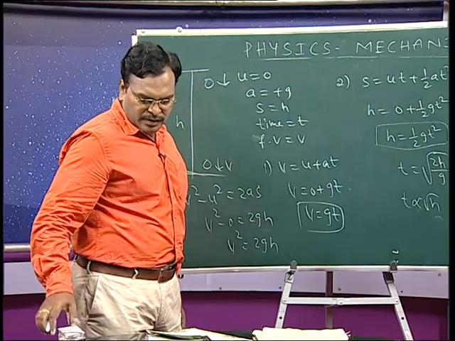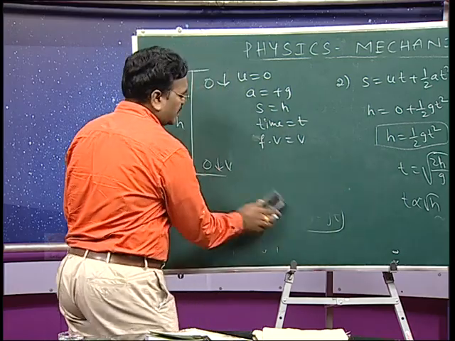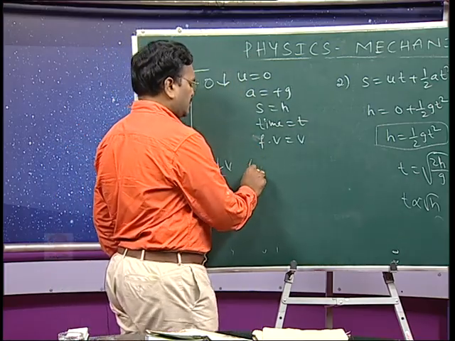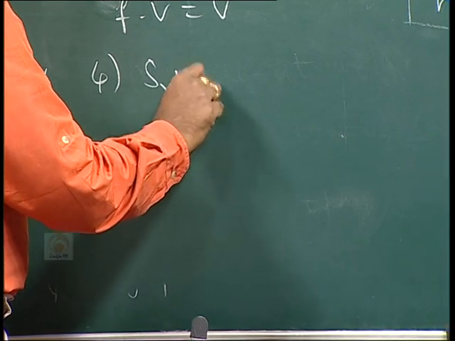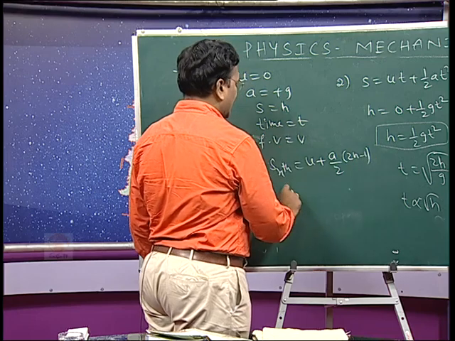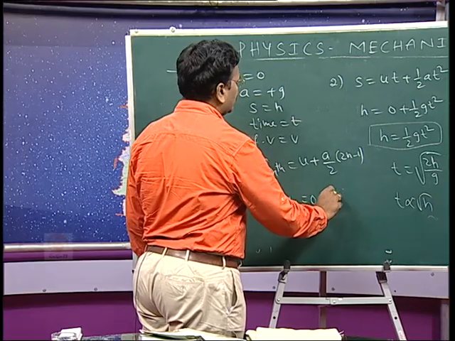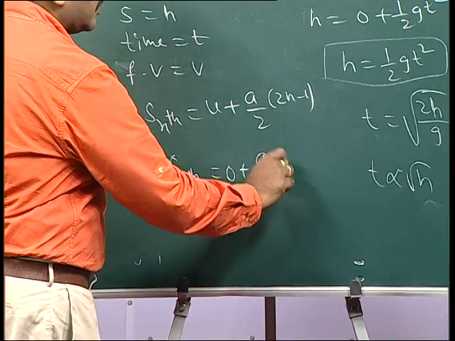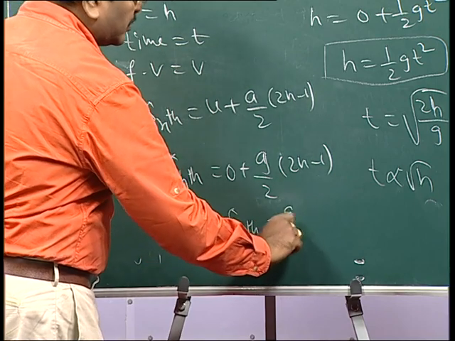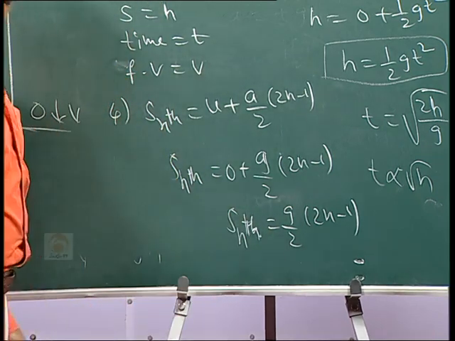Next, we have the fourth equation of motion. What is the fourth equation of motion? S nth is equal to u plus a by 2 into 2n minus 1. Here u is 0 and a is g. So, S nth is equal to g by 2 into 2n minus 1. This is the fourth equation of motion.